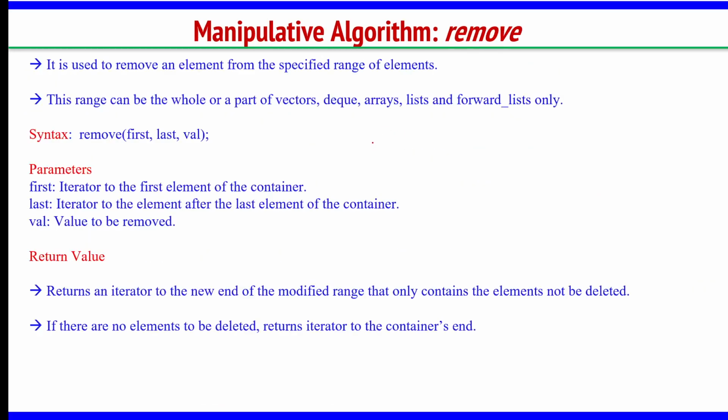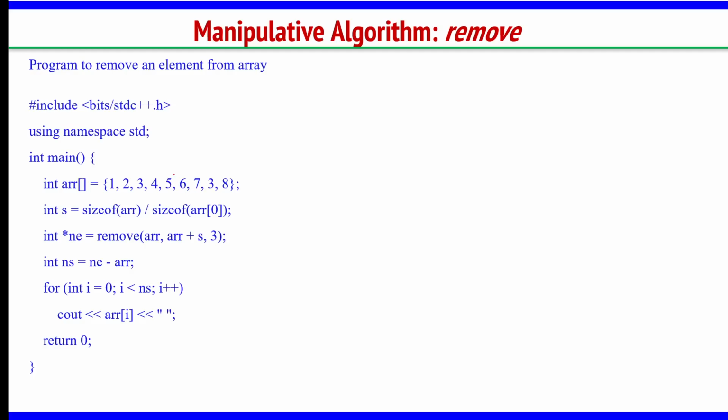And the next one is remove, right. So, again let us see an example and try to understand this. Program to remove an element from the array. I have an array with me, I am calculating its size, then I am using remove, starting, then the end and 3. From beginning till the end, remove 3 from the array. This remove algorithm will remove this number 3 from the given array, right.